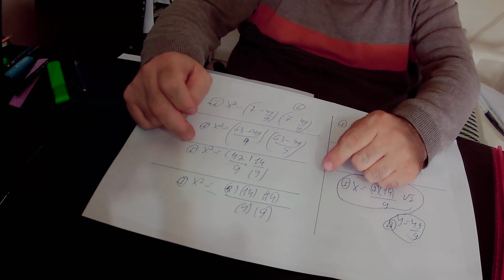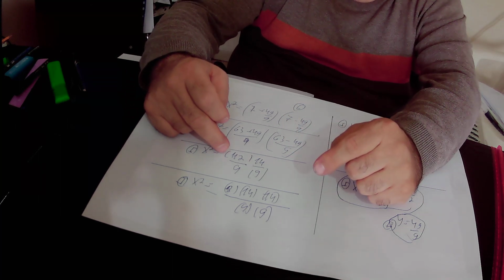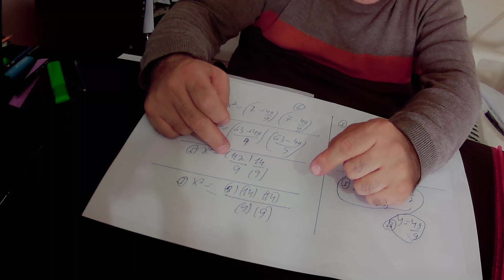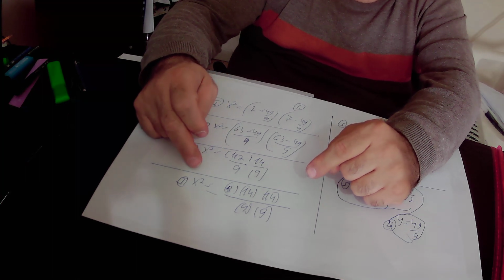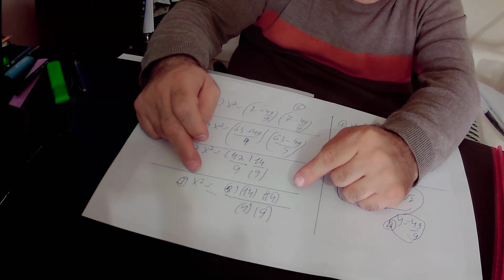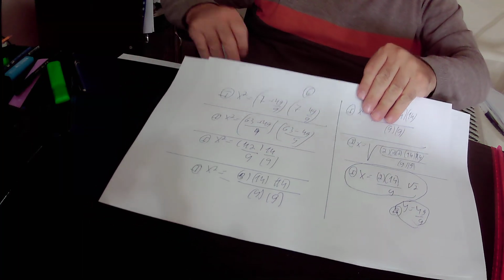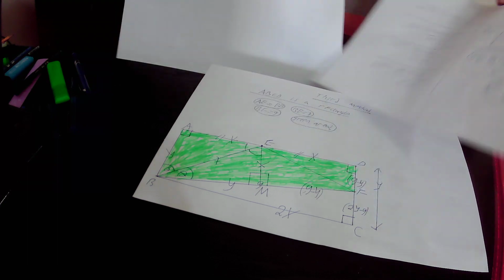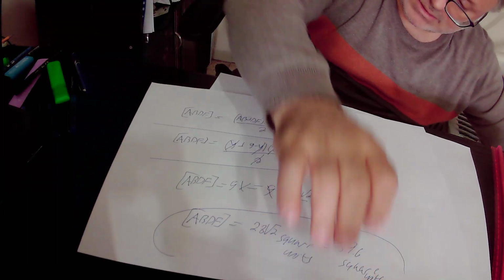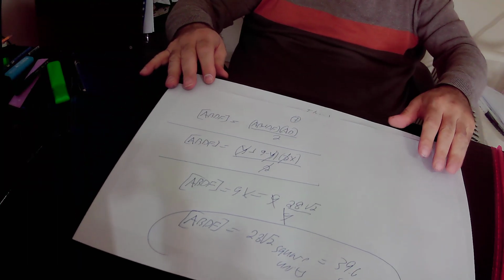And here 112 is 8 times 14. So in conclusion we got that x squared equals 8 times 14 times 14 over 9 times 9. We took a root out of this equation.